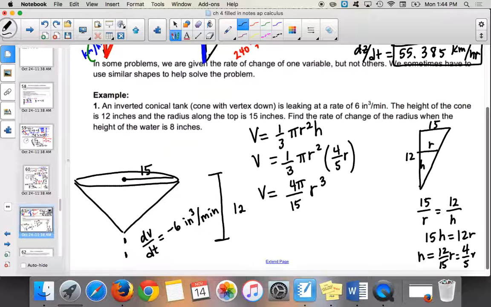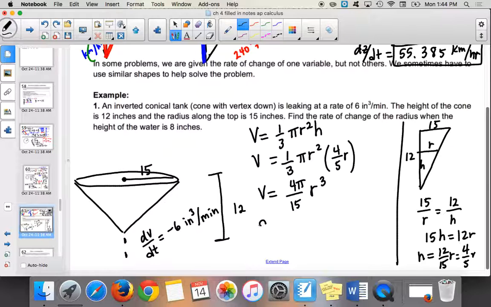Yeah, Emerson? So it gives you the height of the water. Yeah, it doesn't matter which one it gives you. It says find the rate of change of the radius when the height is 8. Well, you can always find the radius when the height is 8 using this. So it doesn't matter which one you solve for.